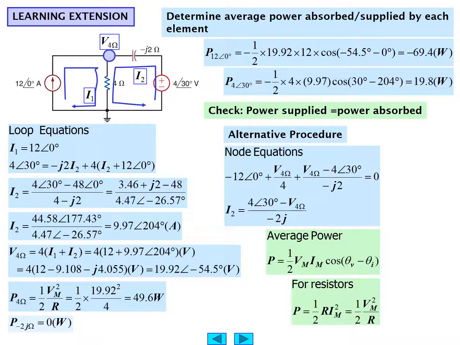Power supplied is equal to power absorbed. So basically 19.8 watts and minus 69.4 watts should be the representation of the overall consumed power, which gives us the overall consumed power in the 4 ohm resistor.